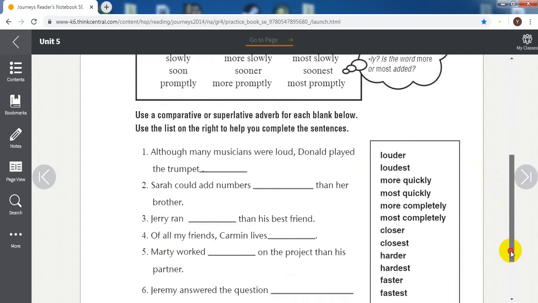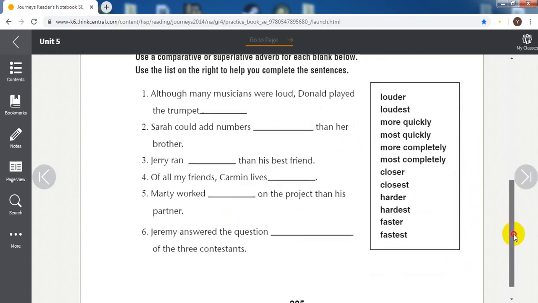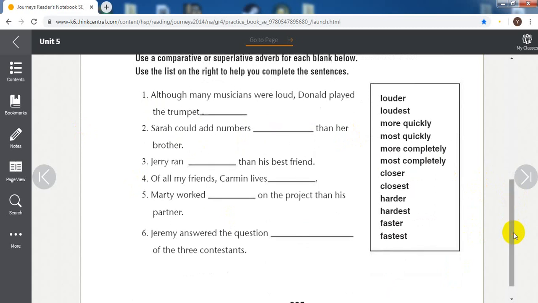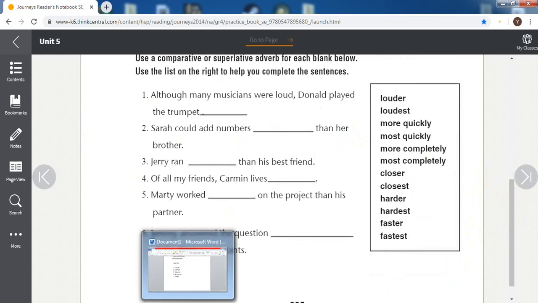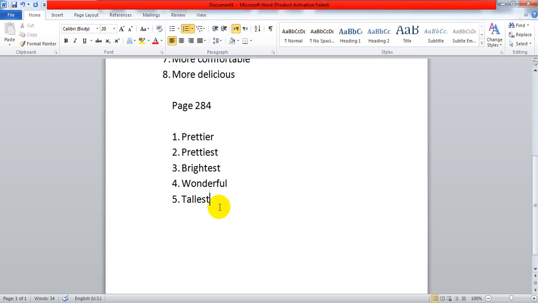So, here it says, use a comparative or superlative adverb for each blank below. Use the list on the right to help you complete the sentences. Okay? So this is page 285 from 1 to 6, okay? And you'll do them together. Ready? Okay. You got page 285.